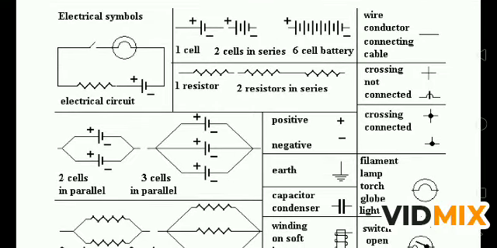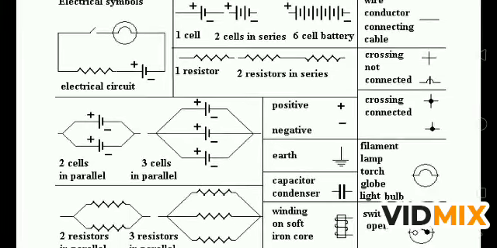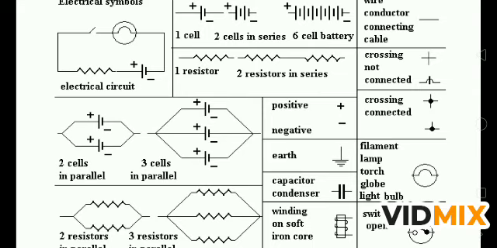If you see, there is one cell, two cells in series, the combination of 6 cells, or we can say the battery. A straight line is known as a conducting wire or conducting cable. If you see here, the wire is above the given wire, so the crossing is not connected. When there are two wires and there is a dot, it means the crossing is connected.